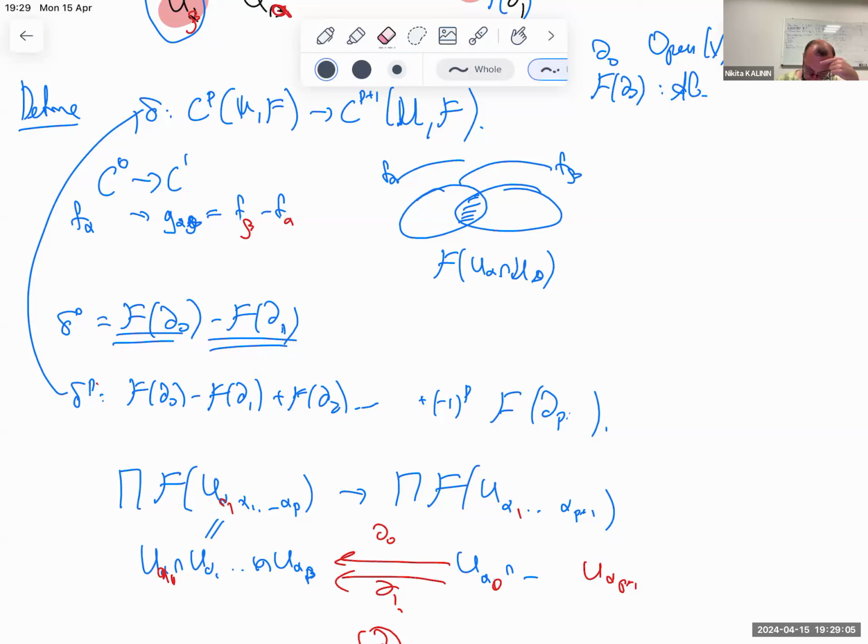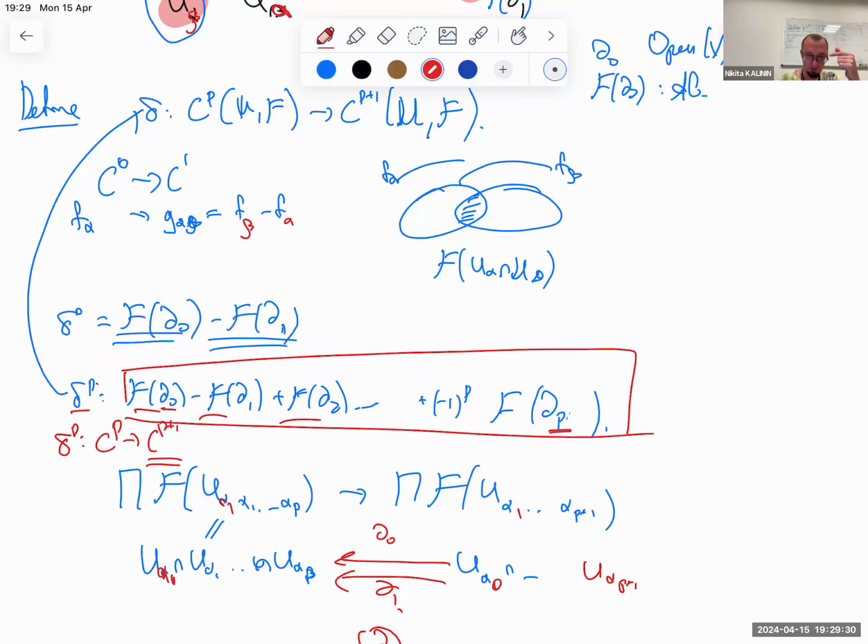Right, so if we have a map delta p from Cp to Cp plus 1, here we have the intersection of p plus 1 sets, numbered with indices 0 until p, and so we have p plus 1 maps, which are just inclusions, and now we just take the difference. Okay, so that's the definition of the differential.